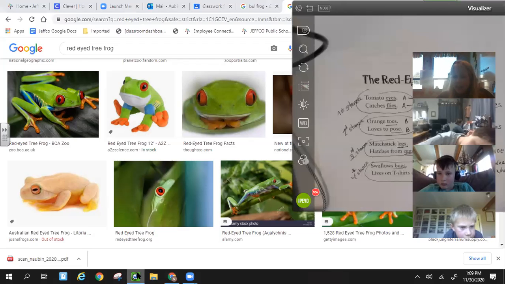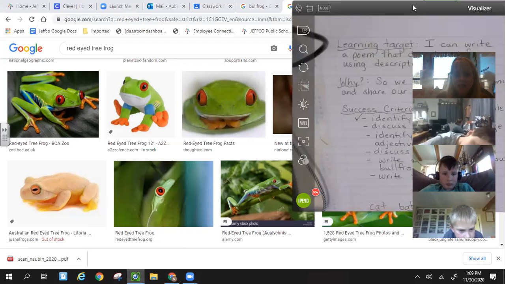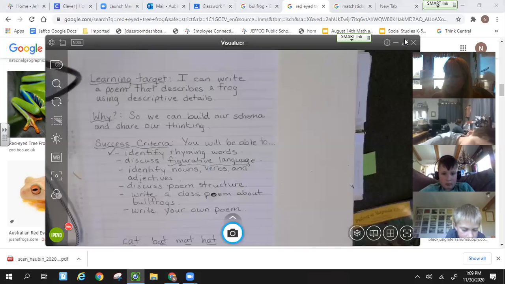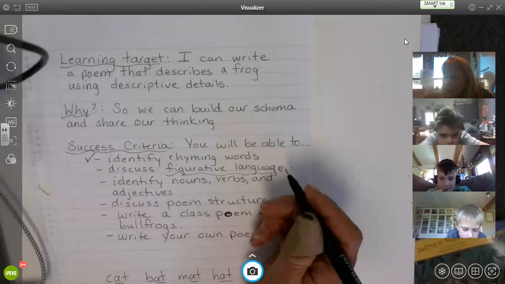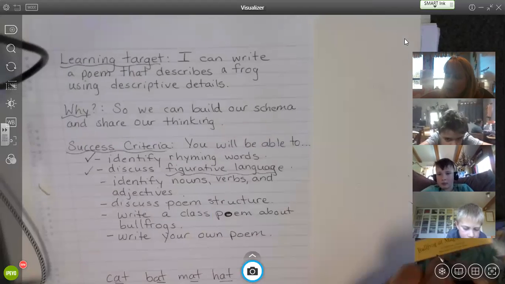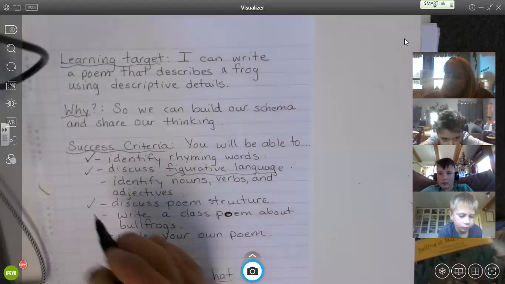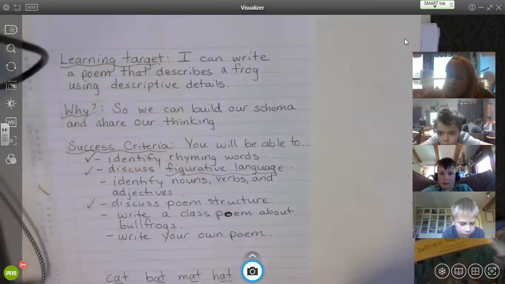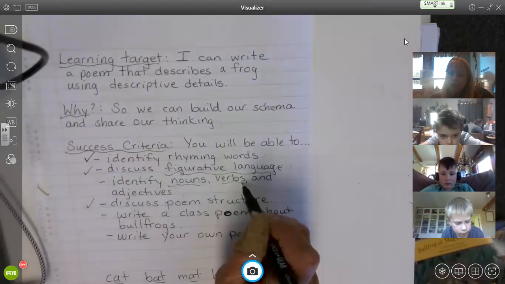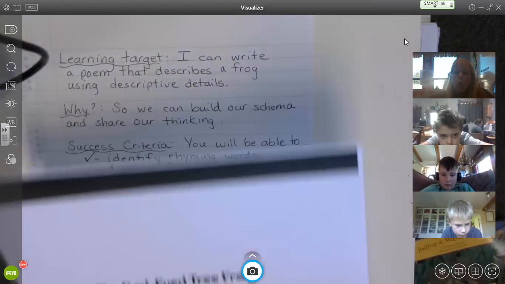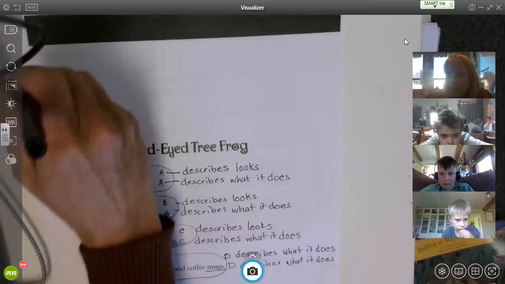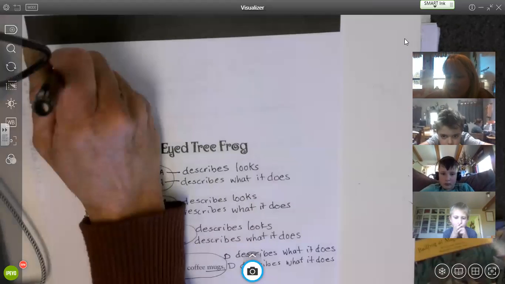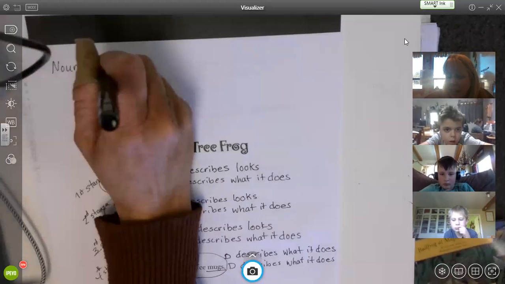So looking back at our success criteria, we've done a lot already. Let's see, we were supposed to identify rhyming words. We did that. We discussed figurative language. We discussed the poem structure. Let's go back. We need to identify nouns, verbs, and adjectives. So let's look at the poem. What are some of the nouns? Now remember, a noun is a person, a place, or a thing.